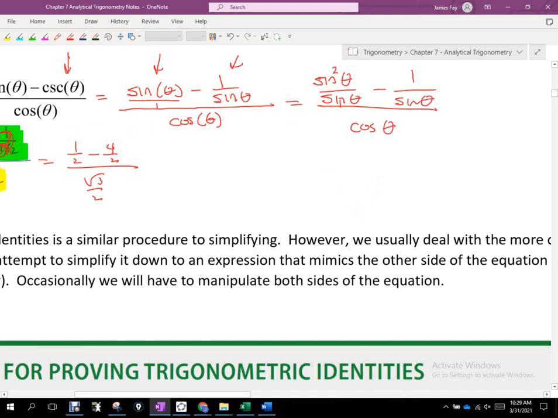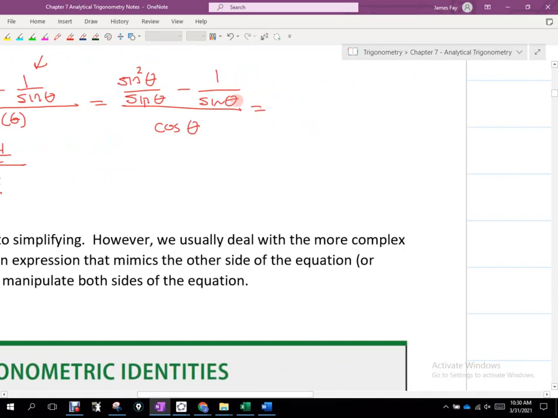Now let's draw back the comparison to the specific value question. Once you had those as a common denominator, what could you then do? You actually do the subtraction, right? And a lot of us would probably just go 1 minus 4 and get negative 3, but it's this. You go 1 minus 4 over 2 all over root 3 over 2, right? Can I do that same thing here? Okay, so we'll take that numerator, and it's going to become sine squared theta minus 1 over sine theta, right? All over cosine theta, okay?